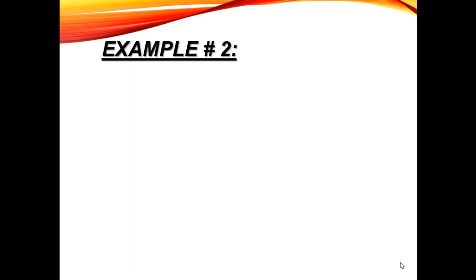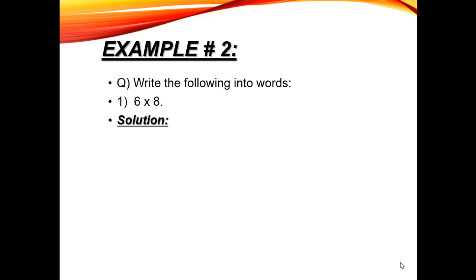Example number 2 states: write the following in words. Now we have been given the question in the form of numbers, or you can say in symbolic form, and we need to convert it into words. So 6 cross 8: we know that these two numbers are multiplied with each other, so we can write this as 6 multiplied by 8, and that's our answer.